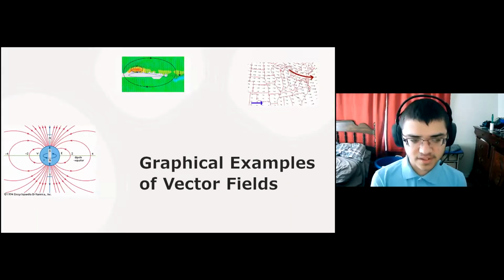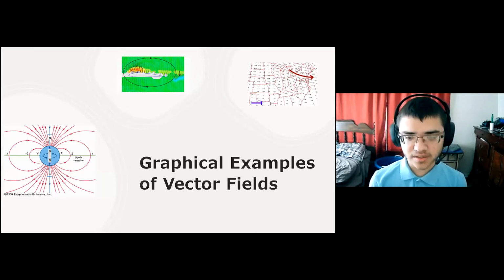And some graphical examples of vector fields is the polarization of Earth's magnetic field, which is on the left here. And then in the top center is the airflow over an airplane wing. And then you can also use it for weather, like the weatherman graphs of airflow of high and low pressure, which is the top right there.